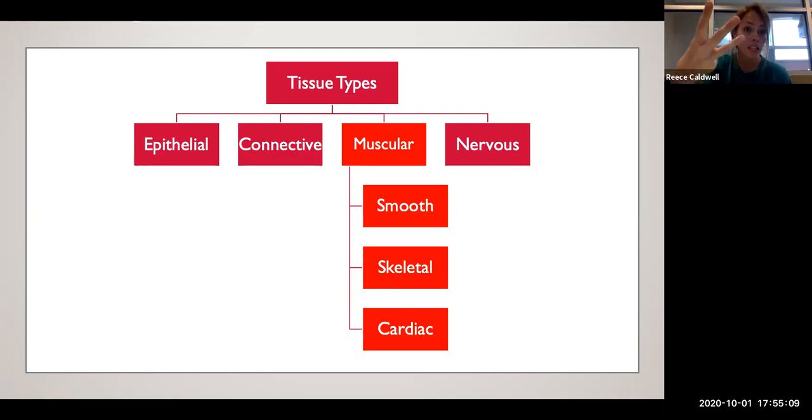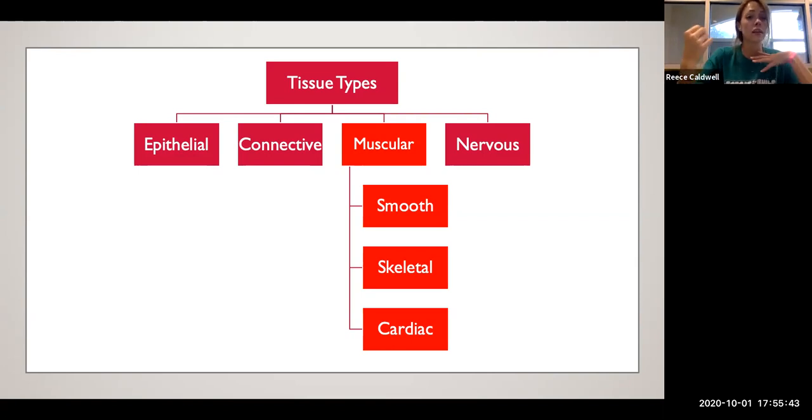Now we're to our muscular tissues. So we have 3 main types of muscle tissue: smooth muscular tissue, skeletal muscular tissue, and cardiac muscular tissue. Now this is not written down anywhere on the slide, so you're going to want to make sure to note this. Smooth muscle, a lot of you probably haven't heard of smooth muscle. You've probably heard of skeletal muscle and cardiac muscle. Smooth muscle is the muscles that line our GI tract.